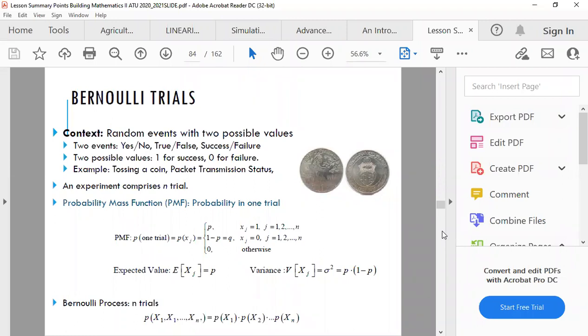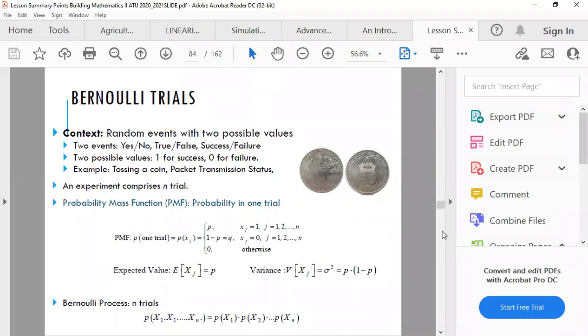Now, what we need to understand about this kind of trial is it occurs only once. So if we talk about a toss of a coin, we are just tossing one coin, okay? Just one toss of a coin. So it's either going to be a success or a failure, okay?